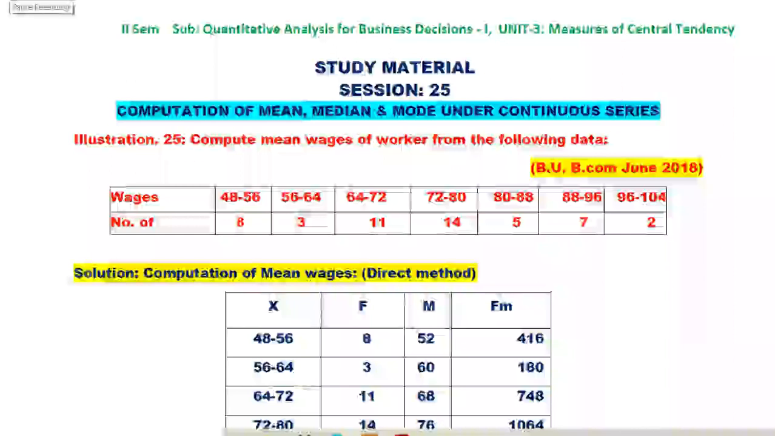Dear students, welcome you all to session 25, second semester BCom, Quantitative Analysis for Business Decision 1, Unit 3, Measure of Central Tendency. In this session, we are going to see the computation of mean, median and mode under continuous series. First, let me solve the problem under the continuous series.